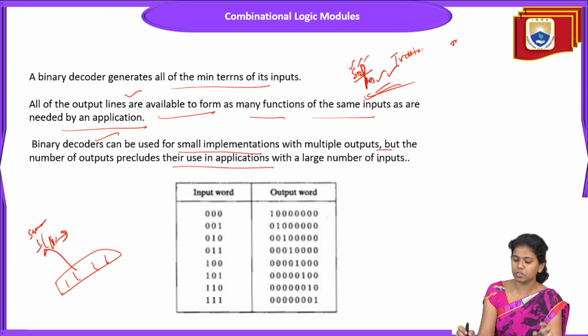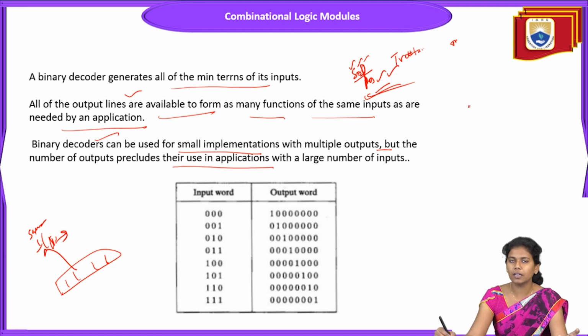They are used in applications with a number of inputs. The important thing to remember here is that we can obtain more outputs. That means if you consider some inputs, you can obtain a larger number of outputs using this decoder. As I said, a perfect example is the 8 to 16 decoder or the 3 to 8 decoder.